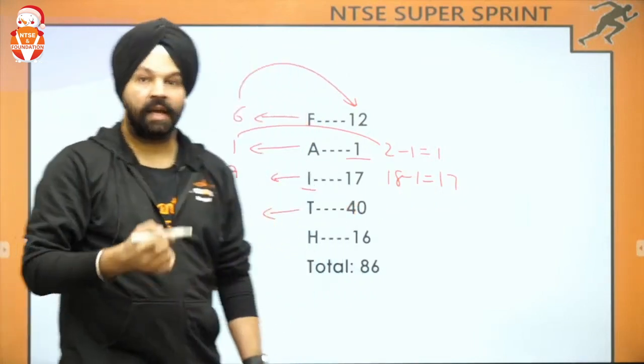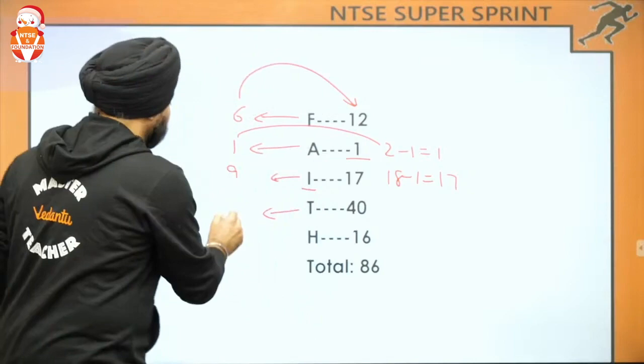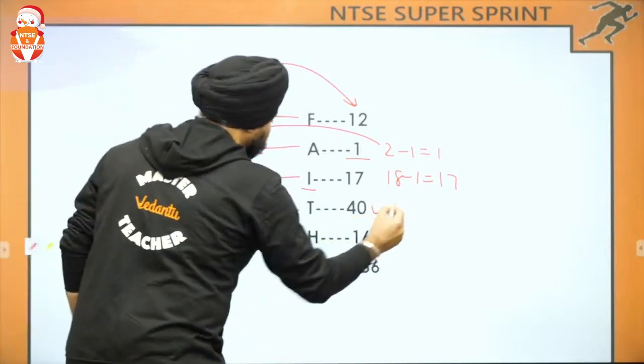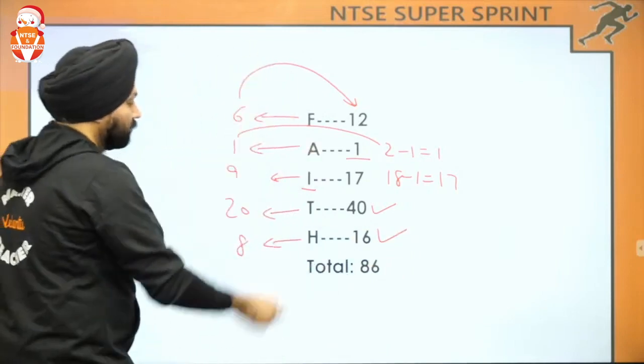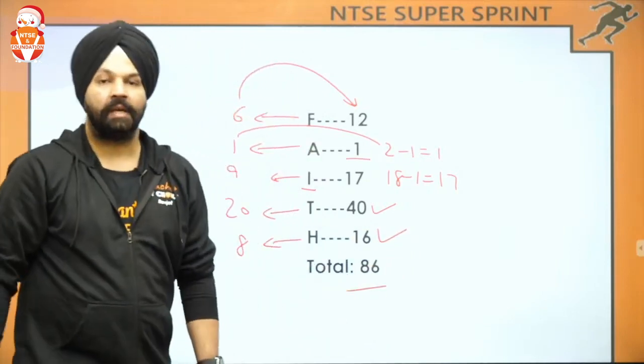Again, Ejoty is in help. T is 20. Double is 40. H, value is 8. Double is 16. You just need to add all the values. Answer comes out to be 86.